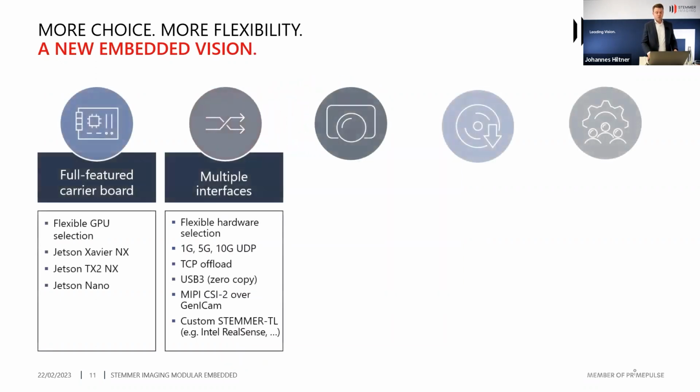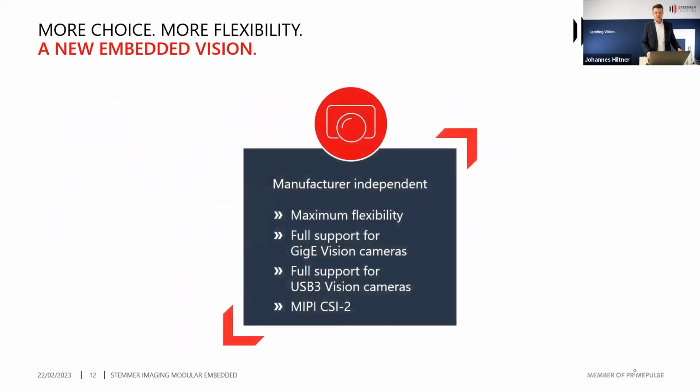So switching over to the third USP of our ecosystem. Our ecosystem basically is manufacturer independent. So this allows for maximum flexibility again. To make it quite obvious, no matter which color the camera has that you want to attach to our embedded system, you get this camera very likely from STEMMER Imaging. So with this one-stop shop, we can select the exact camera needed for your application.